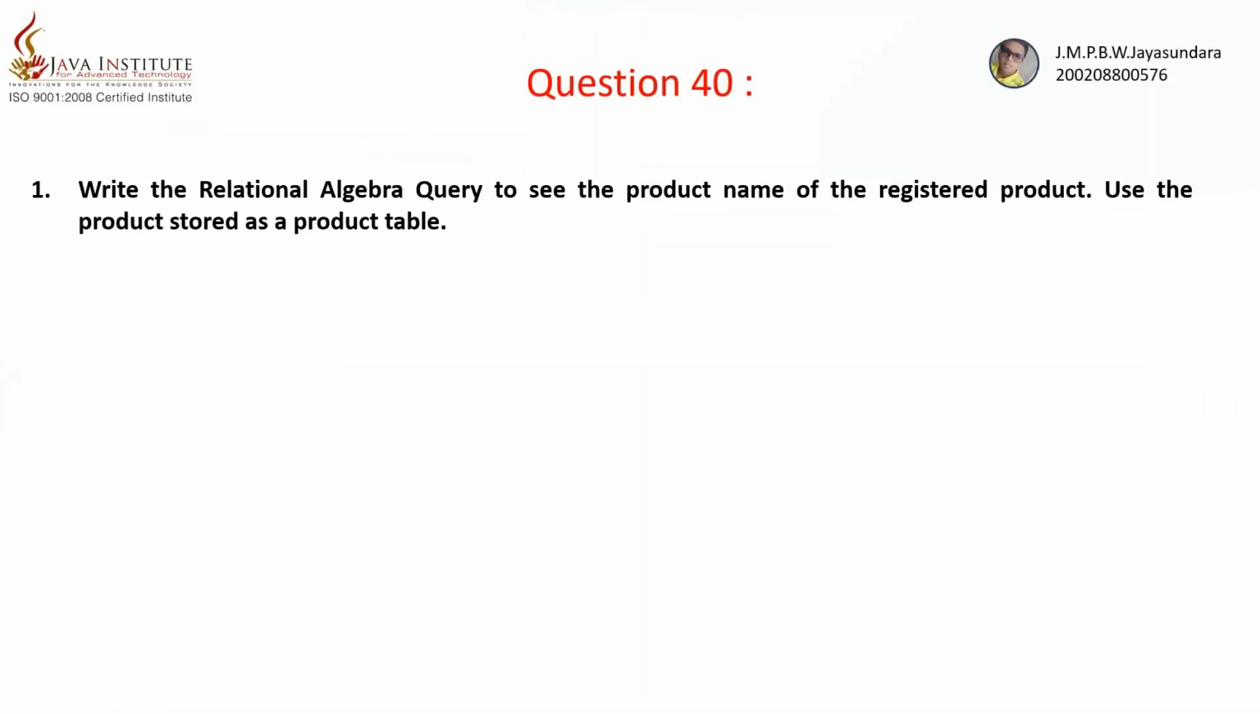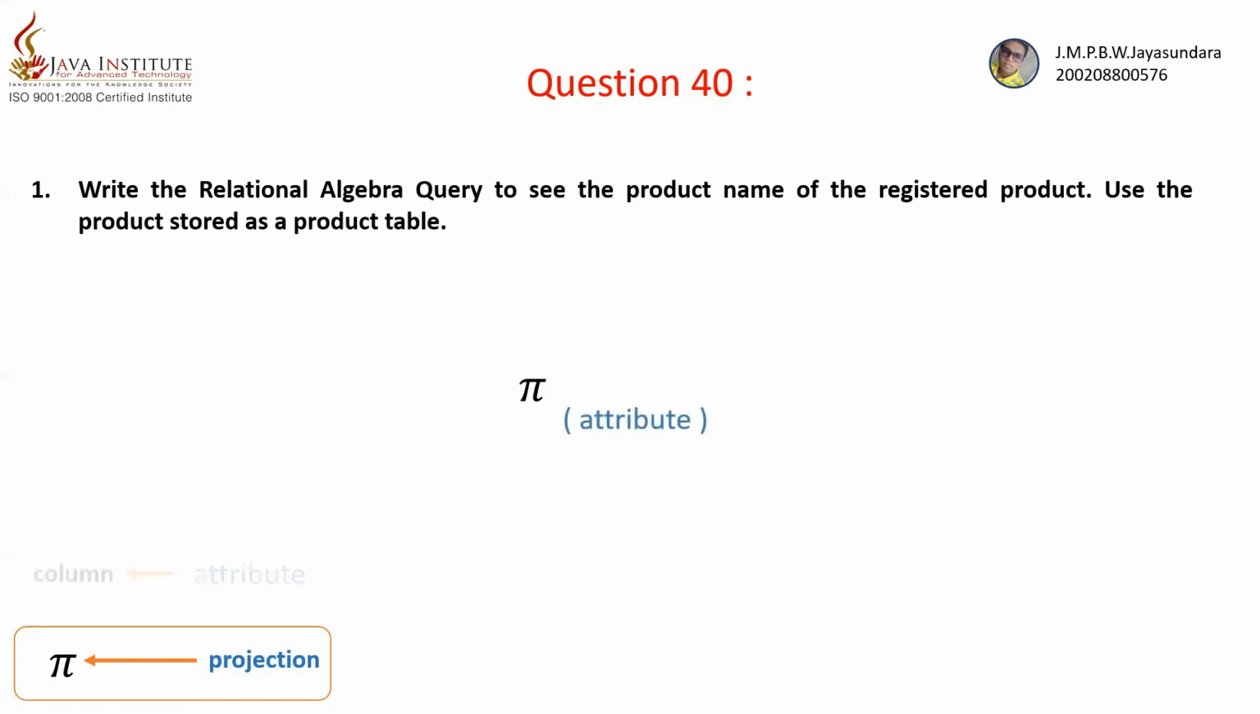Our first question is, write the relational algebra query to see the product name of the registered product. Use the product stored as product table. First we need to use projection in order to do this. We use projection because we are going to take the product name from the product table. We are not going to take all of it, we are going to use part of the table. So the column product name will be taken. So in that case we have to use the projection.